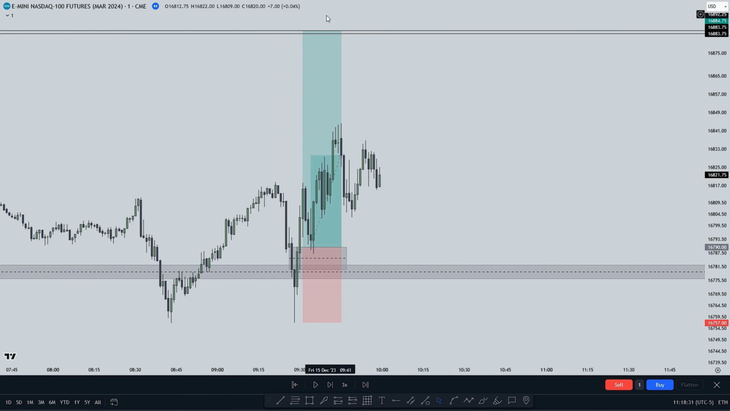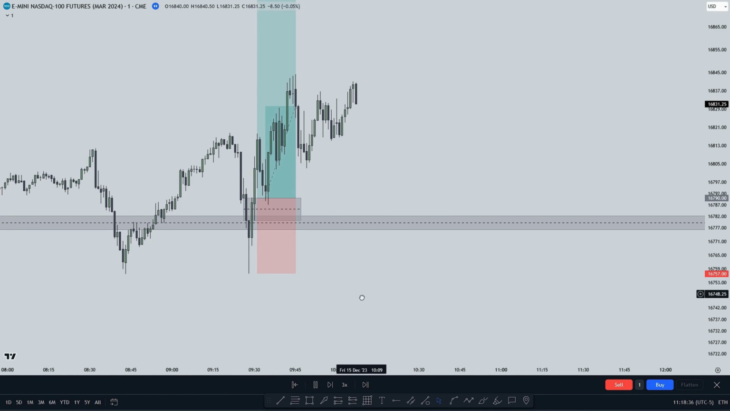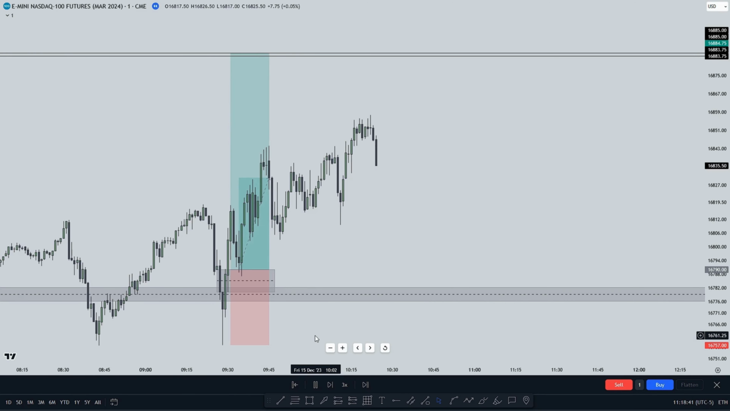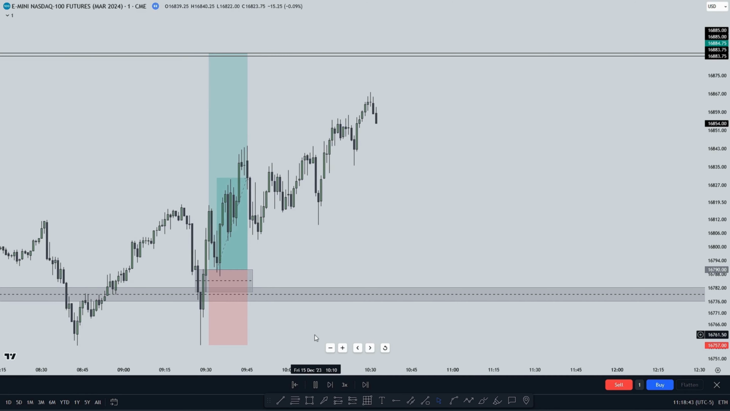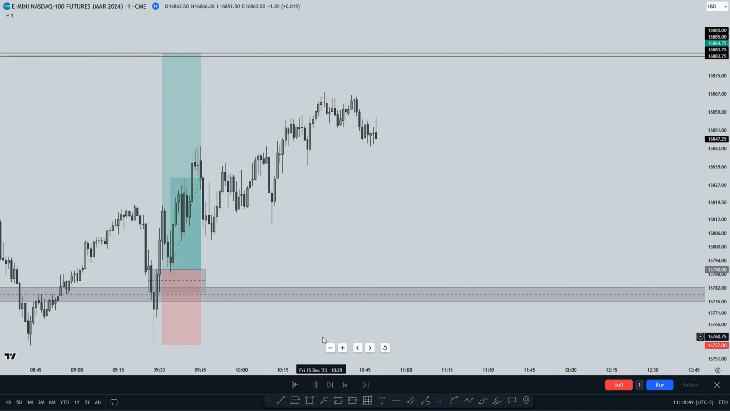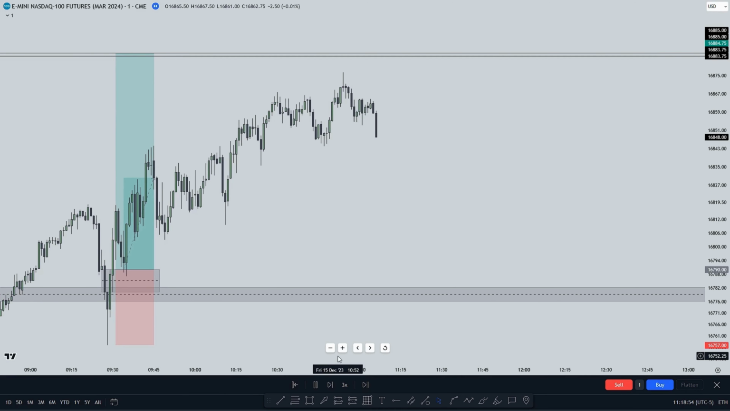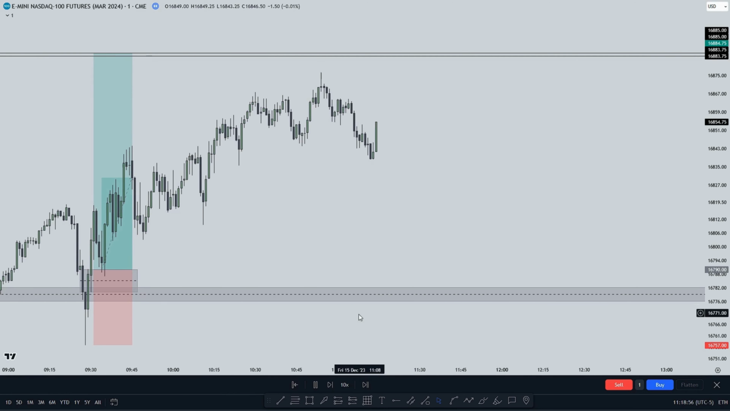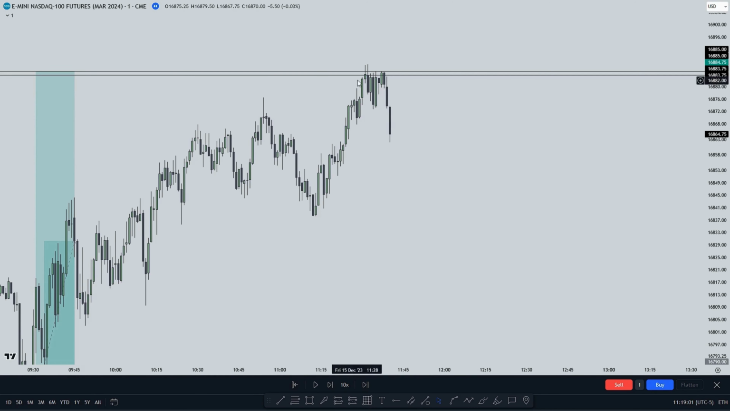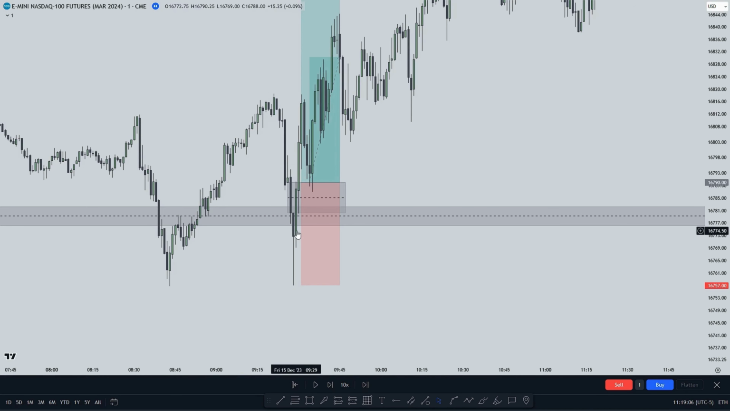So let's see if price could be able to go up to these equal highs. Let me just speed this up a bit. And at last we see price goes all the way up and takes out the equal highs, and this all happened in the New York session.